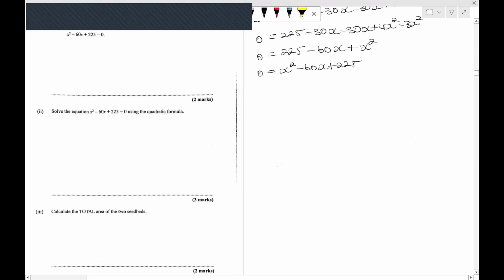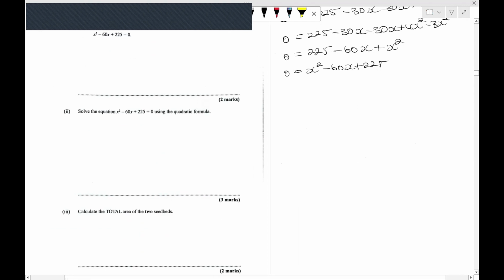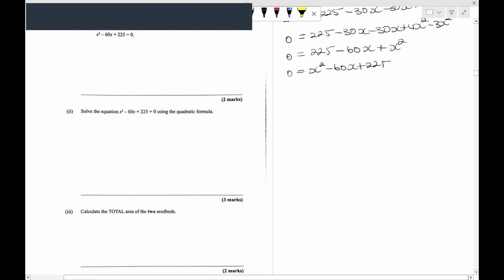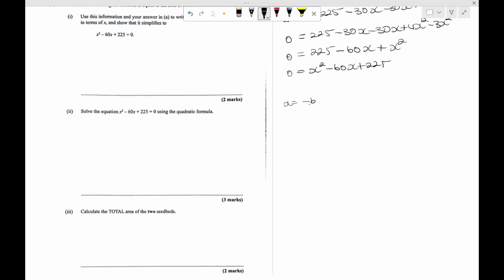Now, they want us to solve this using the quadratic formula, right? So what is the quadratic formula? Let's write that down. It's at the front of the booklet if you can remember, right? So that is x is equal to minus b plus or minus the square root of b squared minus 4ac over 2a. Yeah, looks correct.